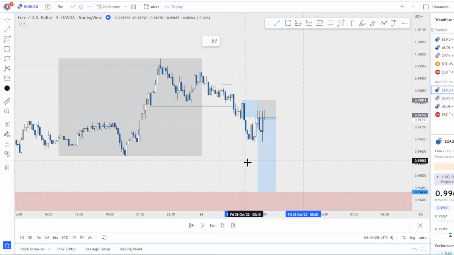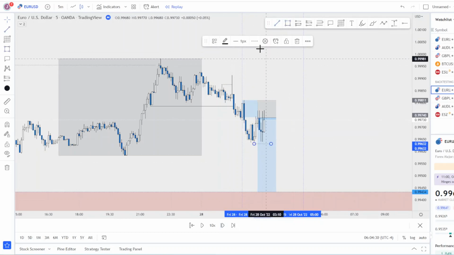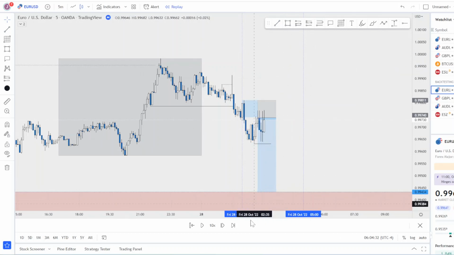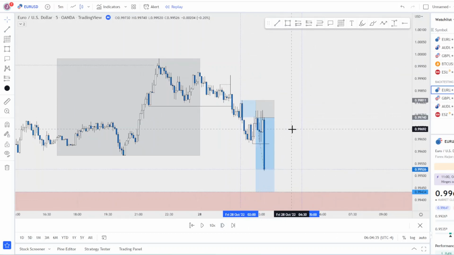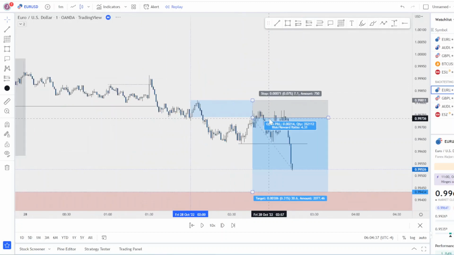My rule personally, I only go to break even after a 5-minute BMS. So I wasn't at break even yet, and then it dropped. So yeah, that was the entry there.